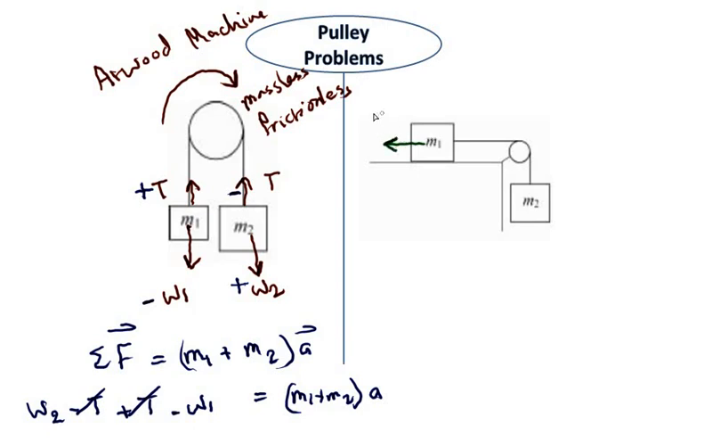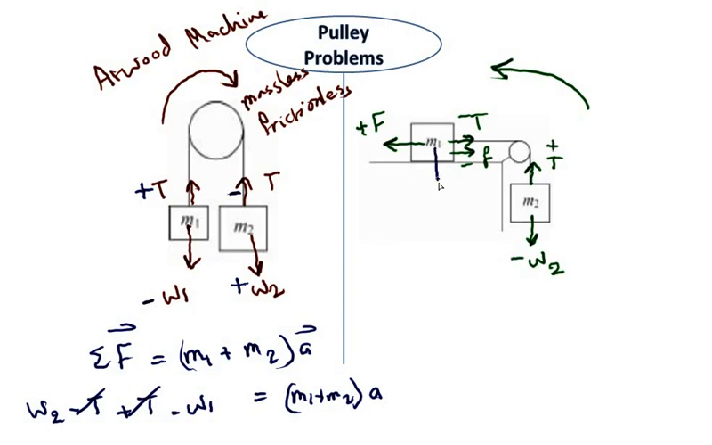If this mass is being pulled by a force, the friction will be to the right, and the tension is also to the right. We have the same tension here, and this is weight of mass 2. If the system is moving counterclockwise, this is positive, negative, negative, positive, and this is negative.